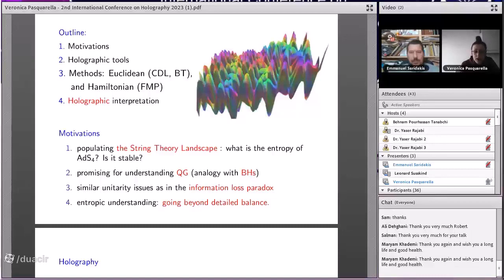In fact, there are similar unitarity issues with respect to the information paradox that also arise in the context of vacuum transitions. And as I'll show you today, it's possible to give an entropic interpretation to the bounce or the total action described in the transition without the need to resort to detailed balance to assign an entropy to the different spacetimes that are being involved.